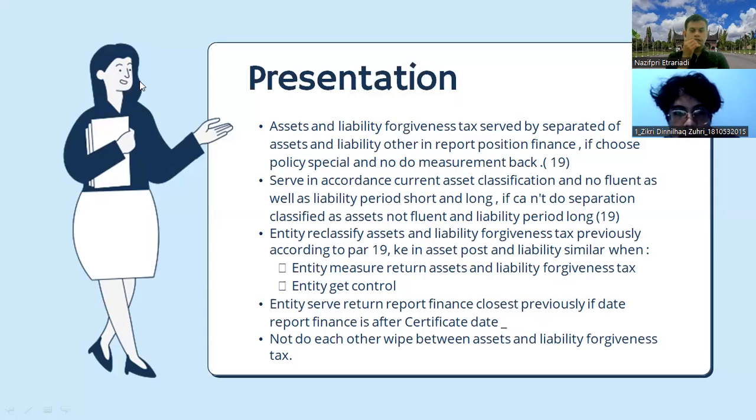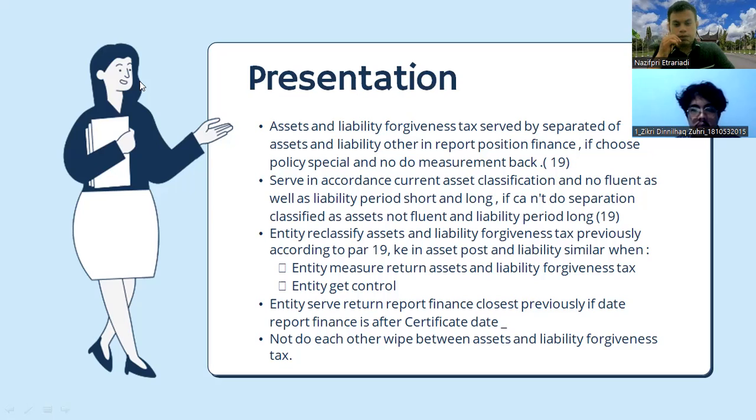If the entity chooses a special policy and does not do measurement back in paragraph 19, serve in accordance with current and non-current asset classification as well as short-term and long-term liability. If it can do separation classified as non-current asset and long-term liability in paragraph 19, the entity reclassifies asset and liability of tax forgiveness or tax amnesty previously according to paragraph 19, key and asset post and liability similar when the entity measures return asset and liability in tax amnesty, the entity gets control.